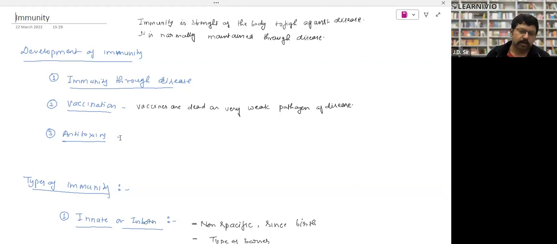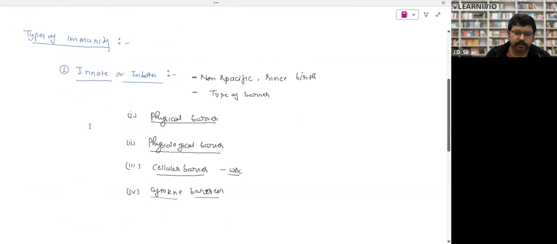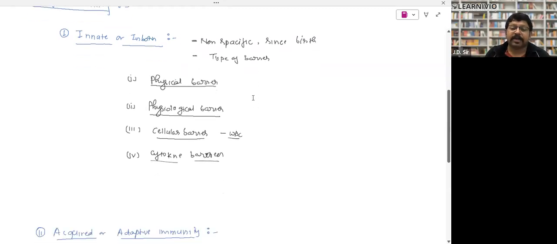Yes. Okay. Now, types of immunity. There is innate or inborn immunity. This is the first type of immunity, which remains in our body since birth. It is non-specific, meaning it is not for any particular type of disease. It is present since birth, and there are types of barriers. Barrier means preventive measures.